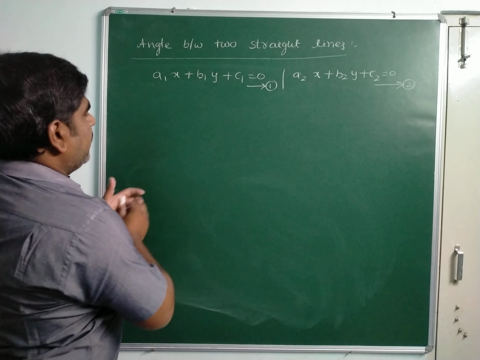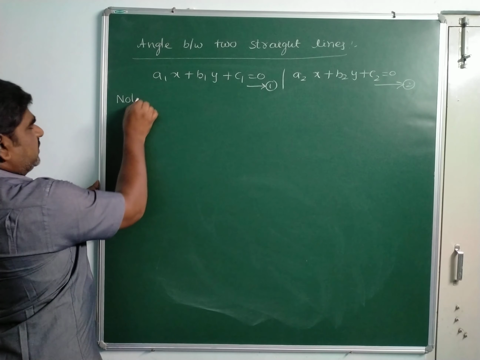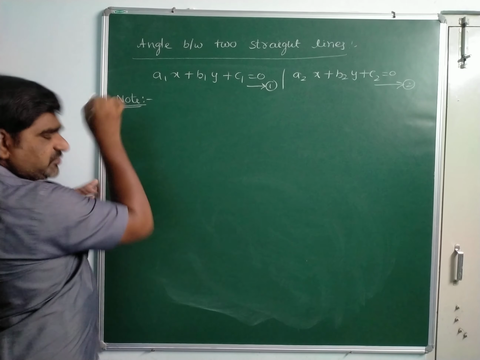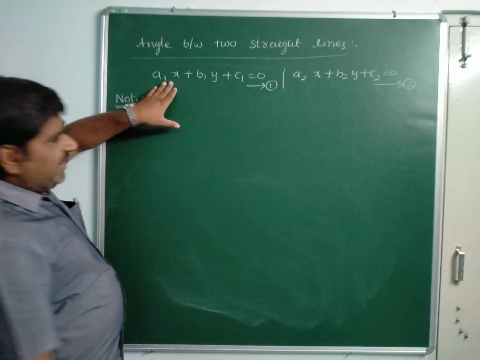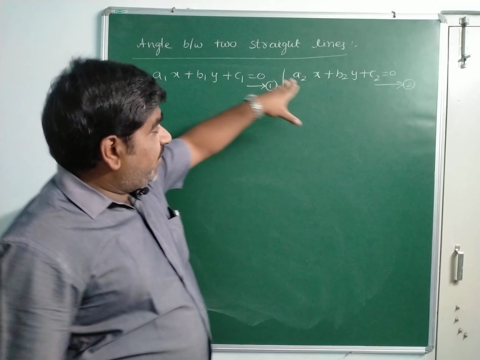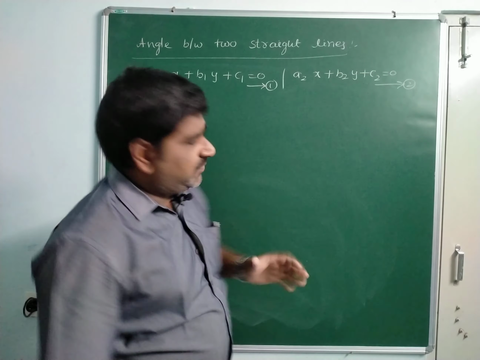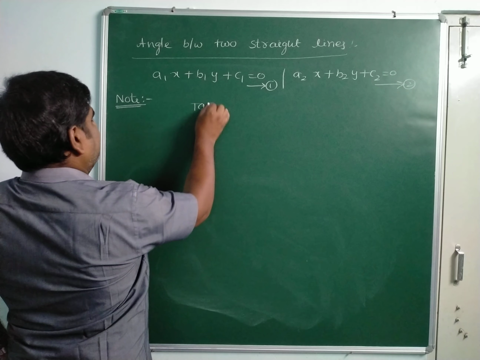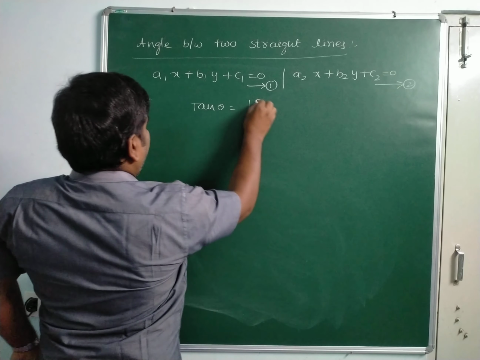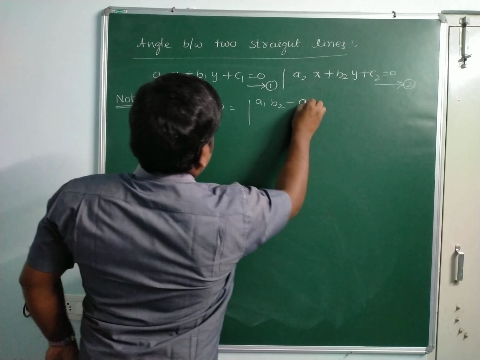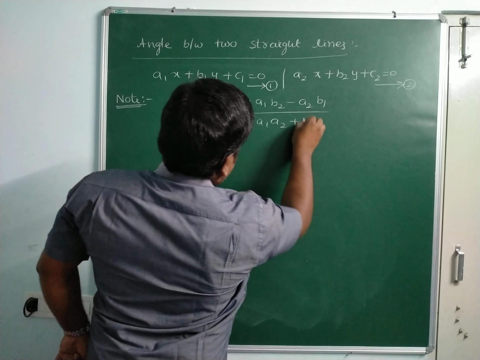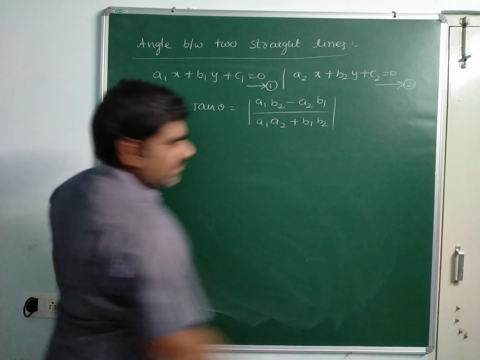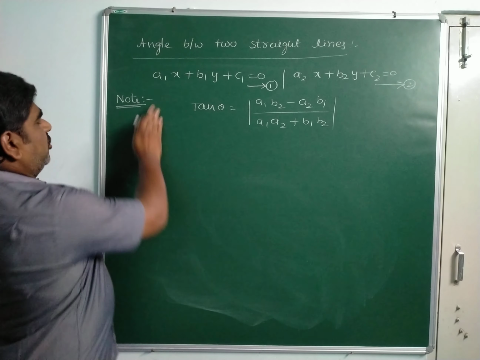Now we are going to discuss three more important points, very important points. If the straight lines a1x plus b1y plus c1 equals 0 and a2x plus b2y plus c2 equals 0, just now we derived the angle between the two lines: tan theta is equal to modulus of (a1 b2 minus a2 b1) by (a1 a2 plus b1 b2). Right. So now the point number one.